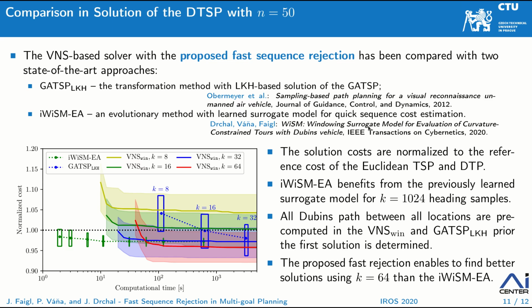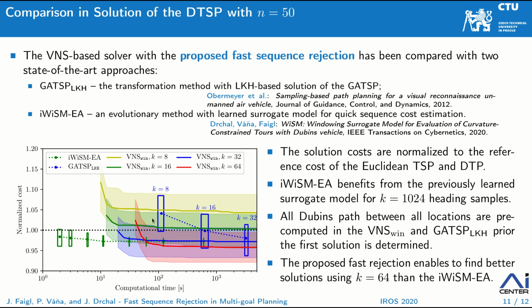It utilizes a learned surrogate model for quick sequence cost estimation. The surrogate model is learned using a very similar windowing technique that allows scaling for arbitrarily long DTSP instances. So it is learned for a relatively small sequence but with very dense heading samples. We use 1024 samples for training the surrogate model, and it takes hours or even days to train it.